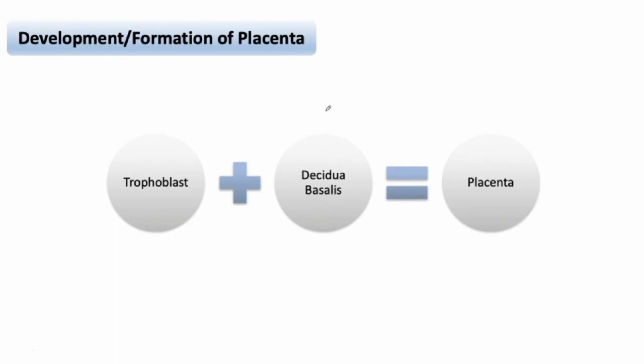First and foremost, the two important components which help in formation of the placenta are the trophoblast and the decidua basalis. Together they form the placenta. The trophoblast part comes from the fetal side, whereas the decidua basalis is a component of the maternal endometrium, that is the maternal contribution. Let us see how they help in formation of the placenta.